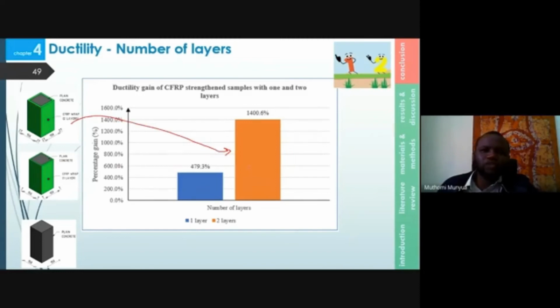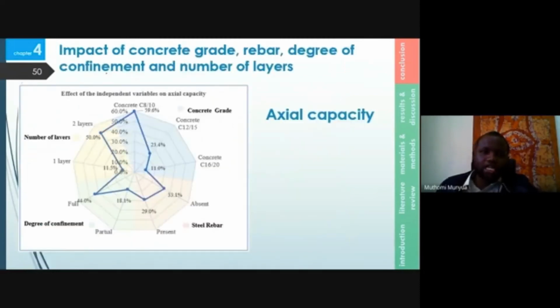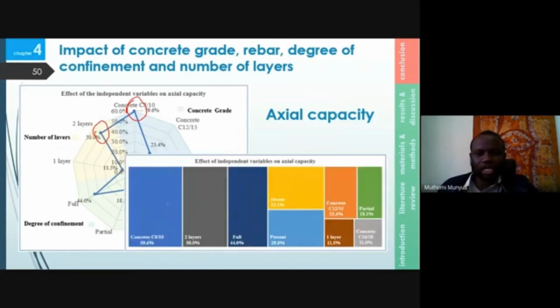To find out the impact of the 4 variables, the data was presented in a radar chart. A radar chart is a graphical technique of visualizing multivariate data. So in this case, concrete C810 had the highest effect, followed by 2 layers. The best way to present this sort of hierarchical information is through the use of tree maps, shown here. So on the top left is concrete C810, which had the highest effect, followed by 2 layers.